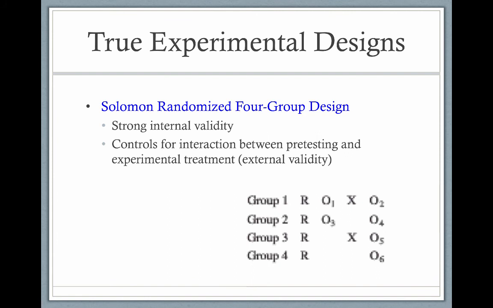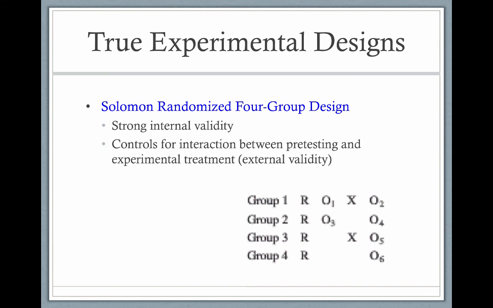The Solomon randomized 4-group design also has strong internal validity. It controls for the interaction between pre-testing and experimental treatment. So let's look at this. 4 groups, all randomly assigned.